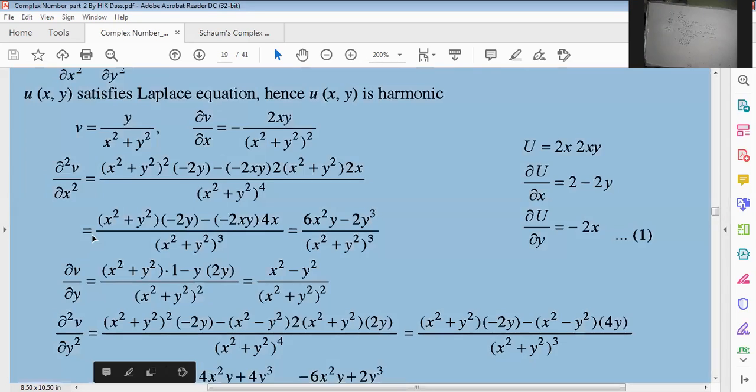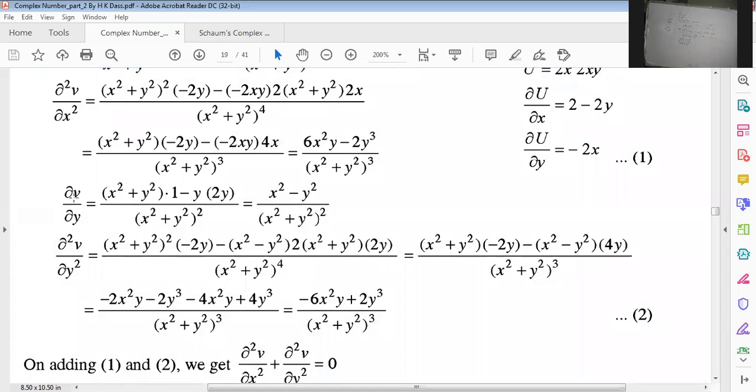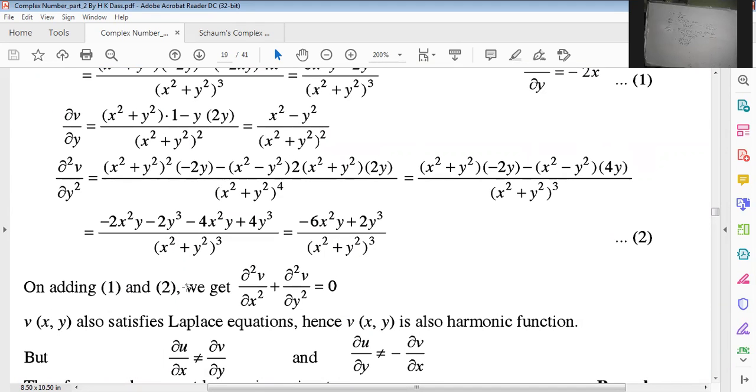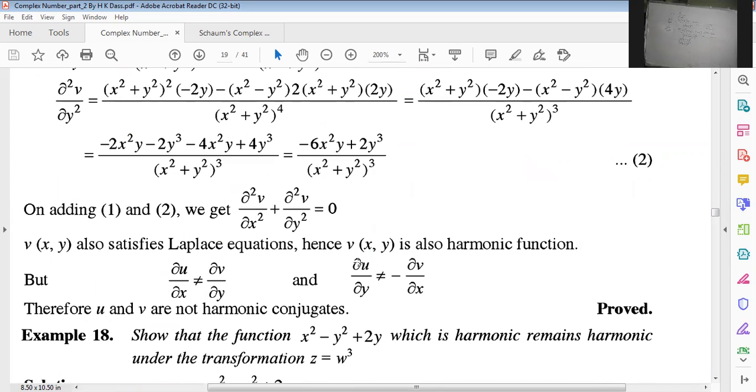Again, taking partial differentiation of v with respect to y, with a similar process, we get (x² minus y²) divided by (x² plus y²) whole square, and for ∂²v/∂y², the second derivative, again by the u by v rule, u will be this and v will be this, so we get this one. So adding equations 1 and 2, we get ∂²v/∂x² plus ∂²v/∂y² equals 0. So obviously the function v satisfies the Laplace equation. So v also satisfies the Laplace equation, hence v is also a harmonic function.